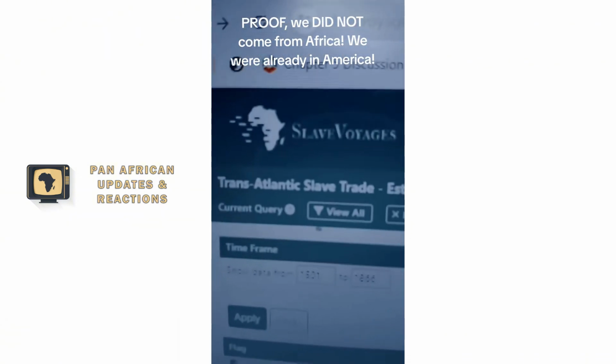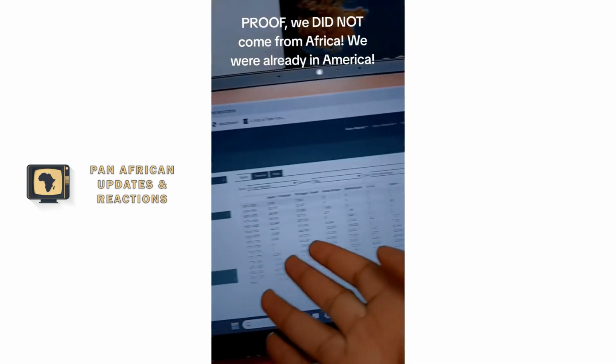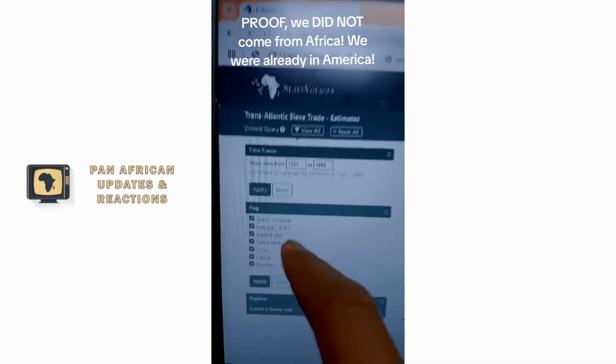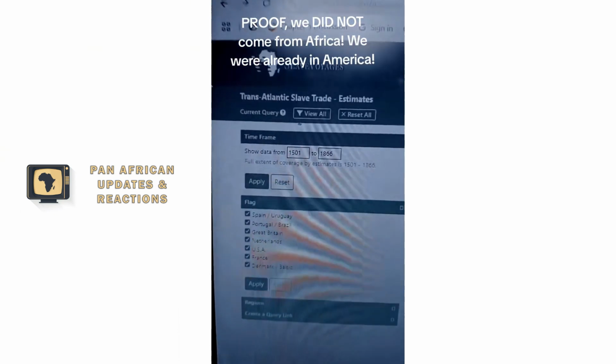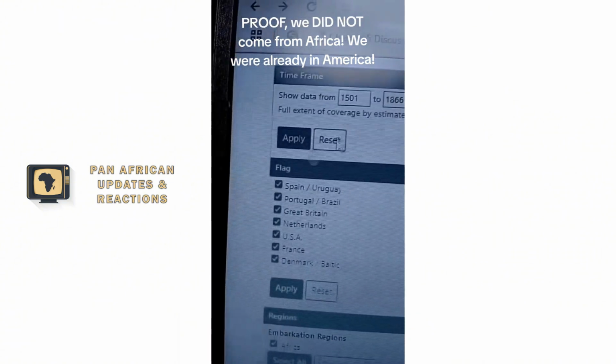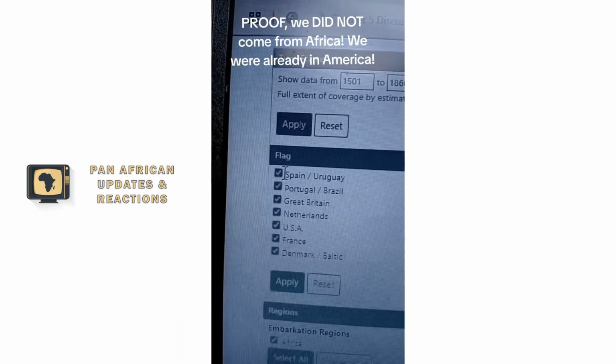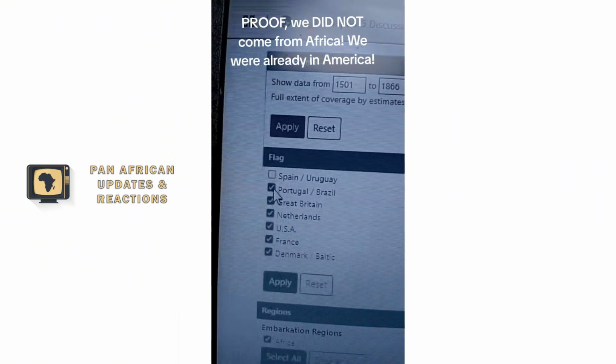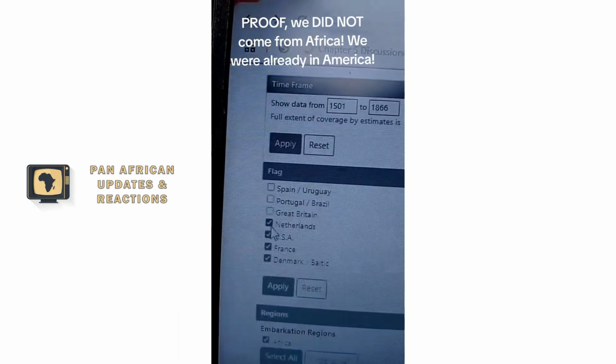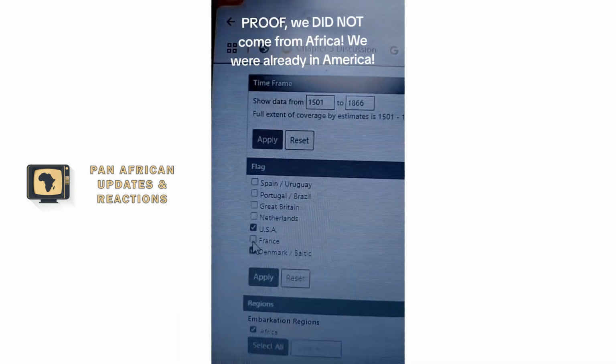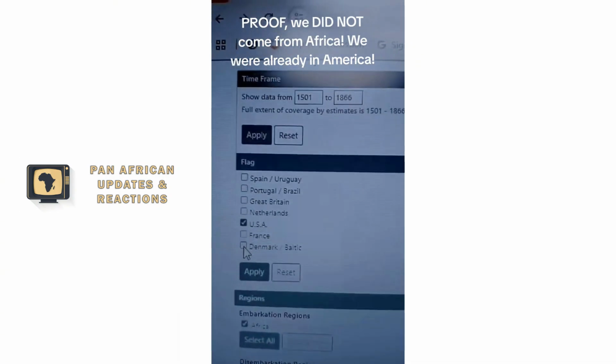It would take you to the Transatlantic slave trade estimate, and this is the data sheet right here. But we're going to focus on this area right here. The country that we want to select is the USA, because we are from North America. We're not focused on Spain, Portugal, Great Britain, the Netherlands, France, or Denmark. Okay, but you shouldn't exclude them.